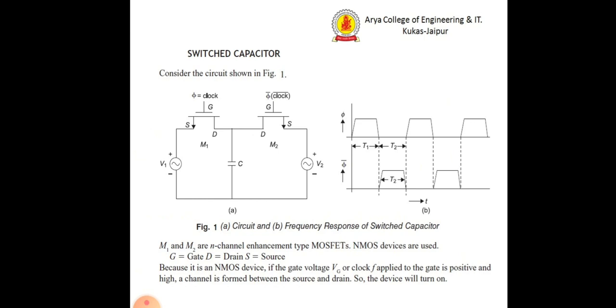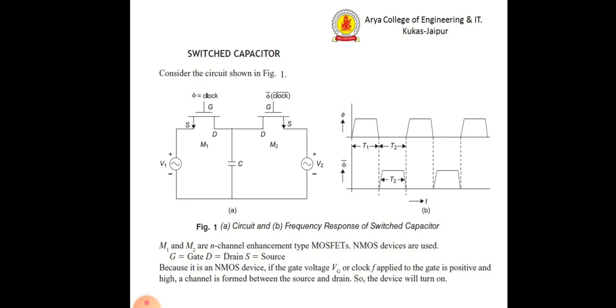The next topic is the switch capacitor. The switch capacitor is basically a configuration which is mostly used in ICs. In this slide, you can see the working of the switch is governed by two MOSFETs, M1 and M2, which are applied different clocks phi and phi dash, to indicate that if one of the MOSFETs is in the on condition, the other MOSFET is in the off condition.